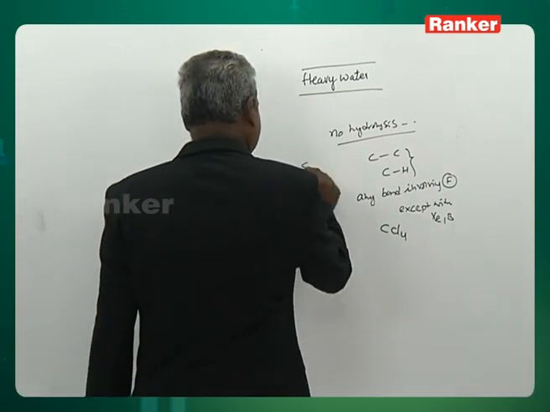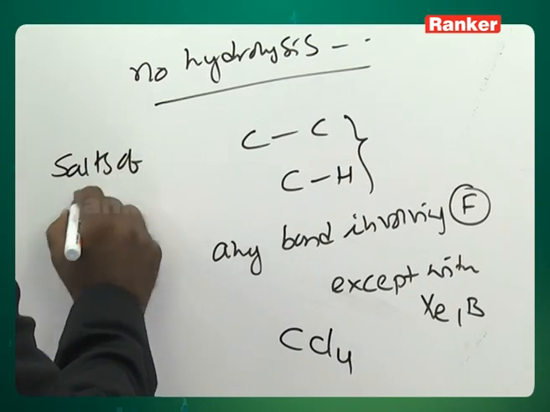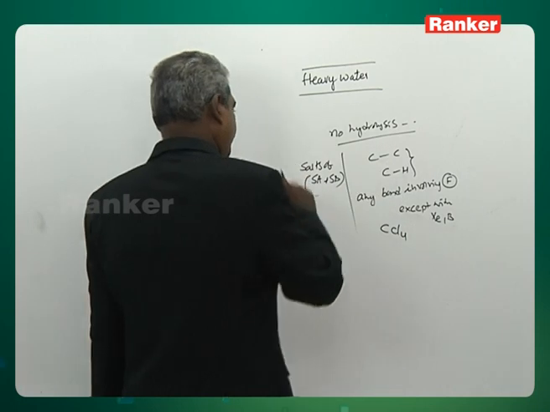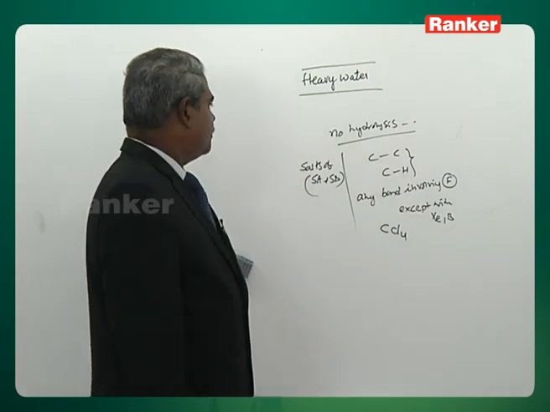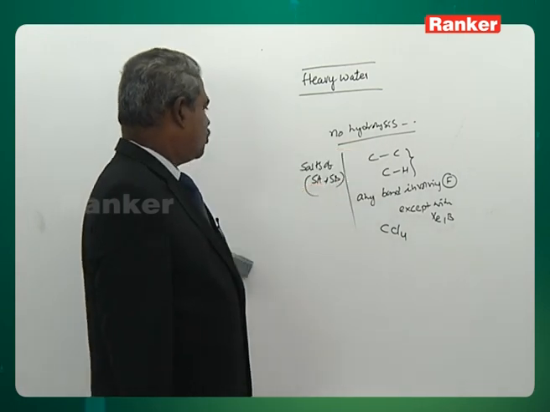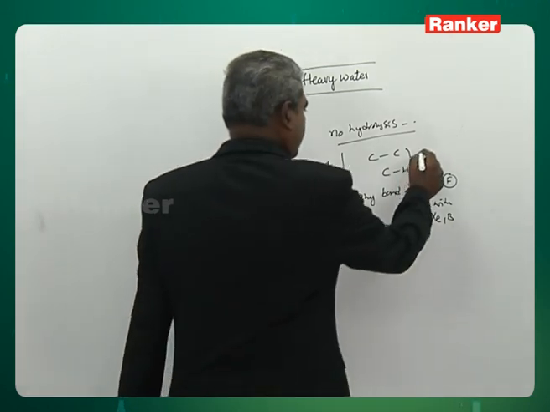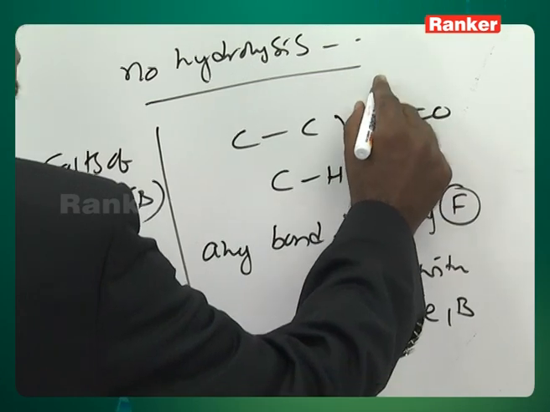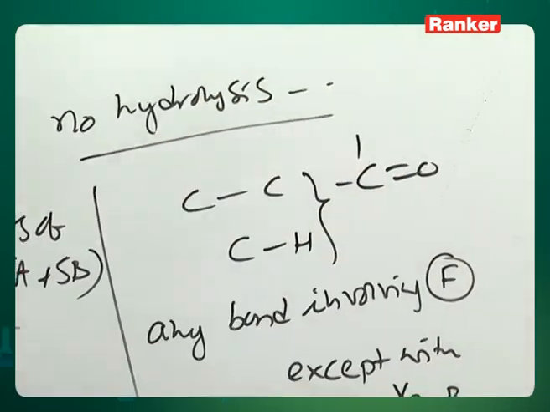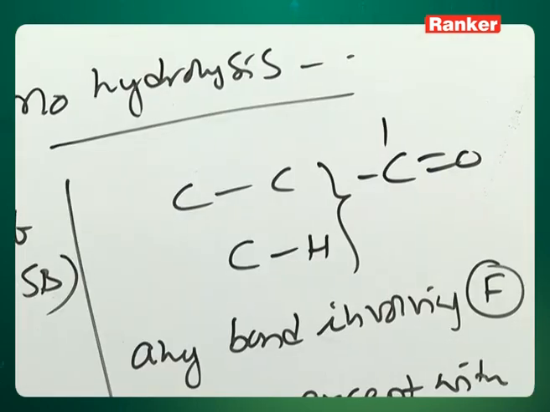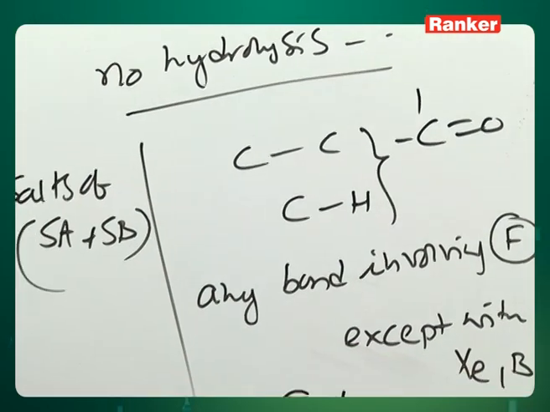Salts of strong acids and strong bases don't undergo hydrolysis. This is a different hydrolysis, salt hydrolysis, but no hydrolysis for salts of strong acids and strong bases. C double bond O, don't try to break C double bond O because you will once again get the same. Even if you break C double bond O, you will get C double bond O only. That is all about hydrogen and its compounds.